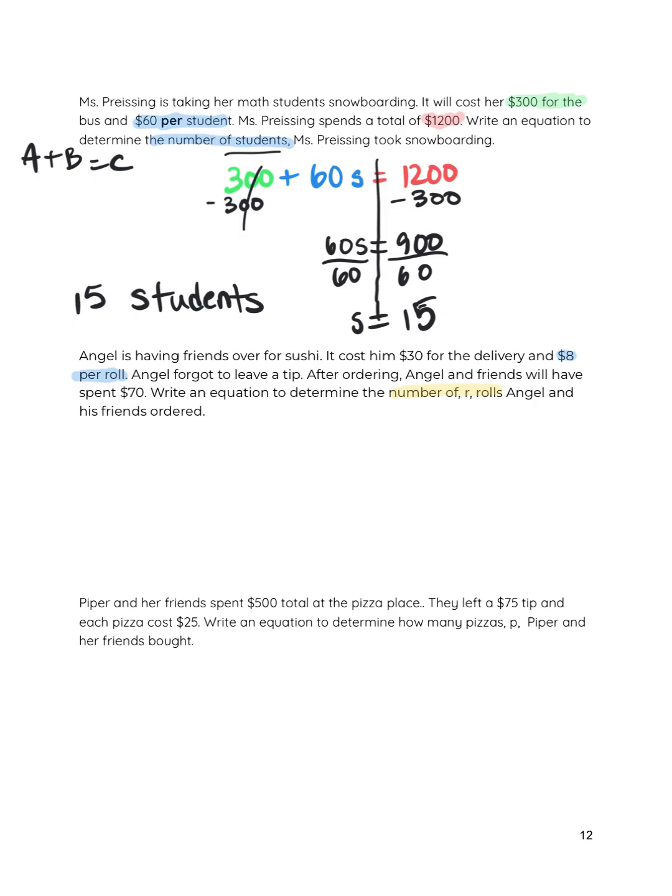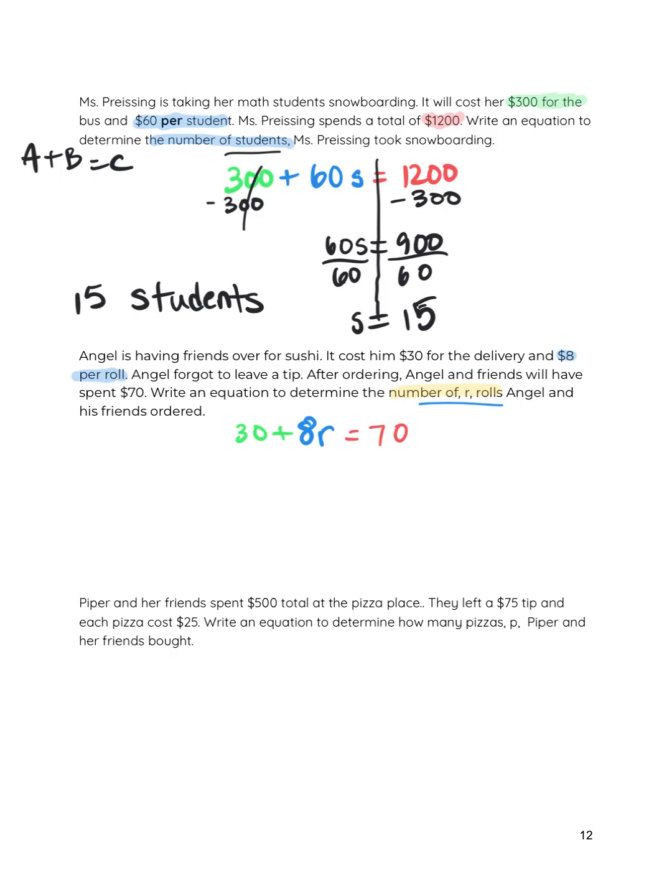Okay. Angel's having friends over for sushi. It costs him $30 for delivery. Well, delivery happens only once. So I got that $30 plus it's going to cost me $8 for every roll. I don't know how many rolls. Remember, that's what I'm trying to figure out. But I know that I spent $70. When I say I, I mean Angel.